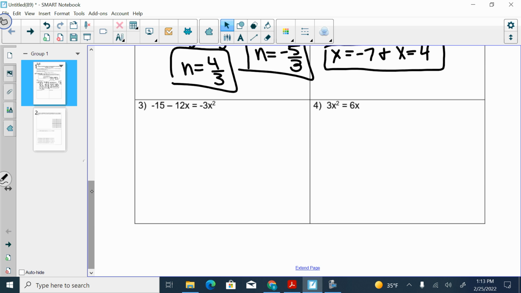Okay, number 3, let's do it again. Okay, what's step 1? Well, step 1 on here, what do they say? Set it equal to 0. So we got to do that before we can get started. Is this currently set equal to 0? So what do I need to do to put a 0 over here? Very good. I'm going to add 3x squared to both sides. So I can move it over here.